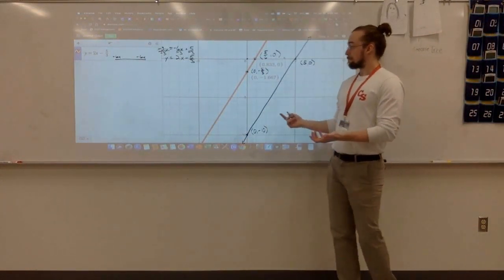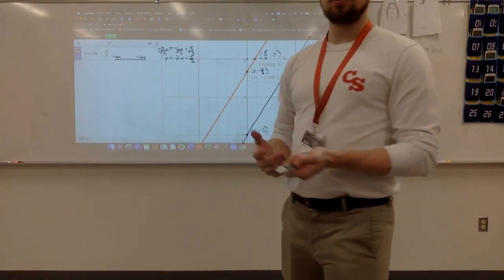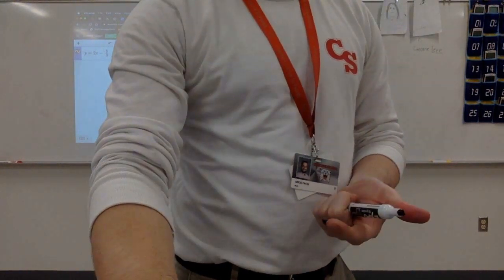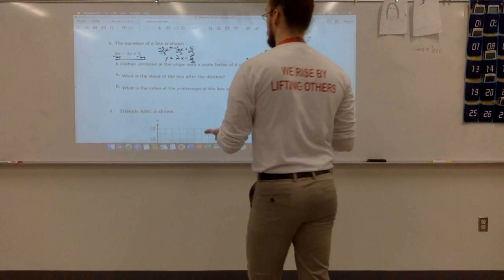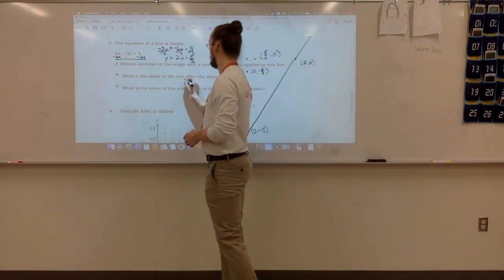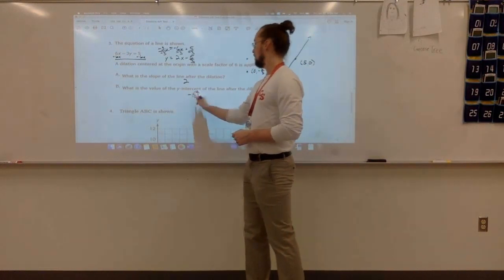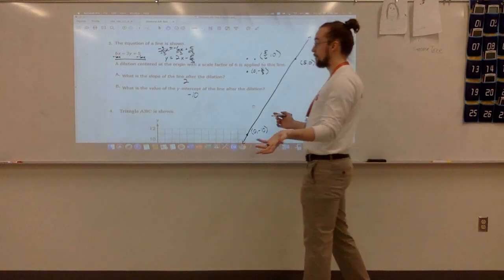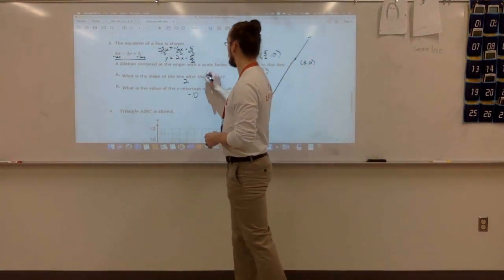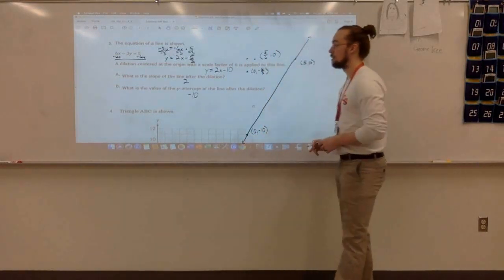Okay, so to go back and answer the question now. The question wanted us to find the slope and the y-intercept. Alright, the slope is still 2. And then the y-intercept. So if we want the full equation of the line, it would be y equals 2x minus 10.